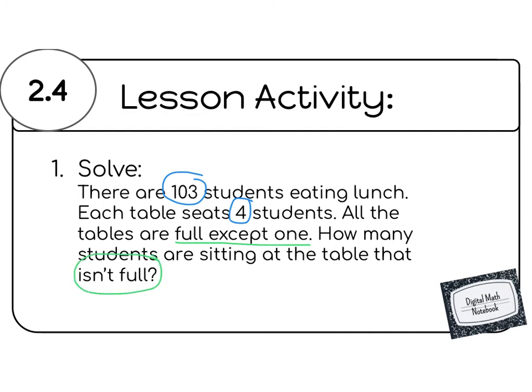So first off, we're going to divide 103 by 4. So 4 doesn't go into 1, but it does go into 10 2 times, which is 8. We subtract and we're left over with 2. We bring down the 3. 4 goes into 23 5 times, which is 20, and we're left over with a remainder of 3. So we have all of the tables, 25 tables, have 4 kids at it, but one table does not.